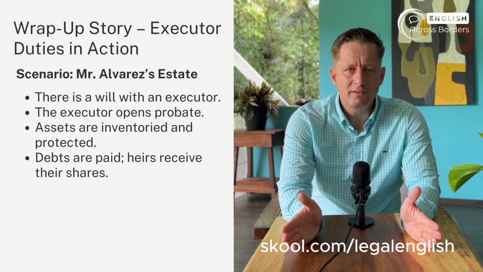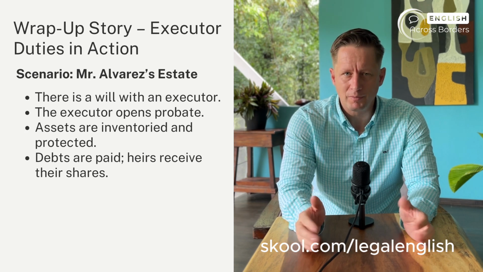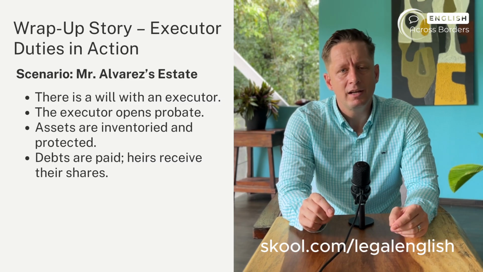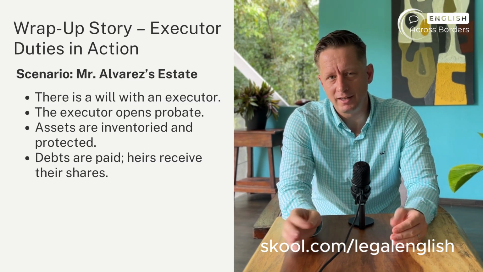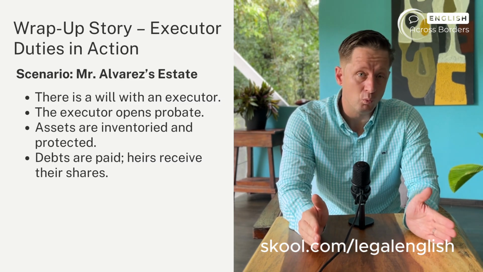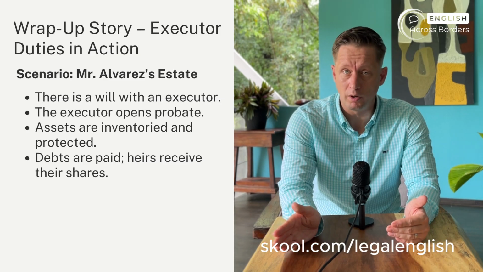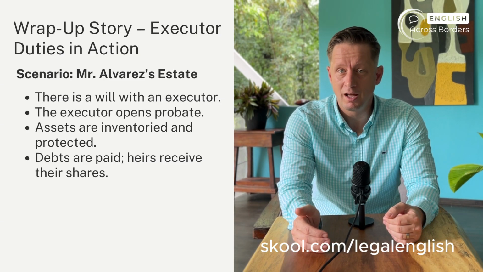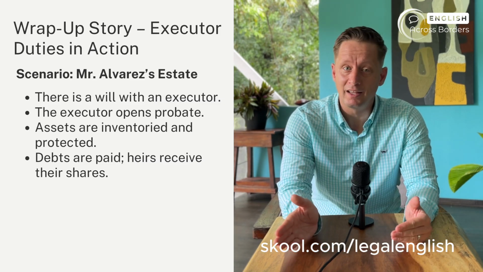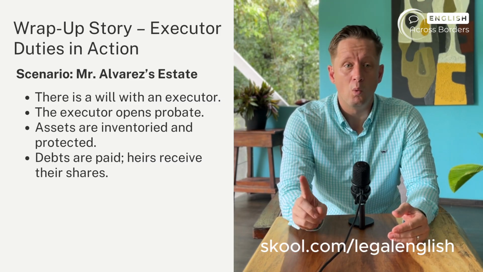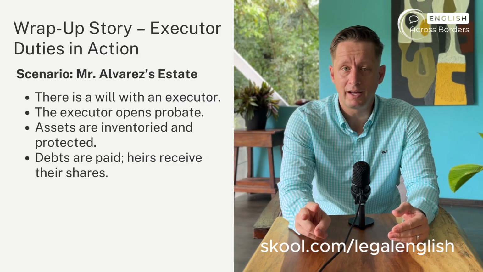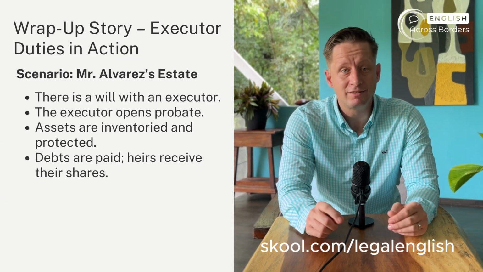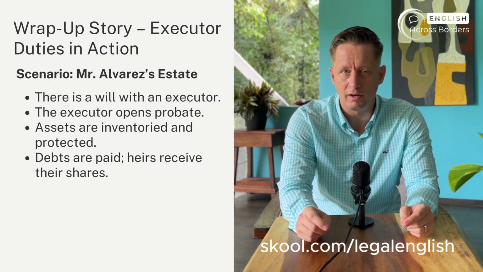Let's put everything together with a final story. Mr. Alvarez, a retired businessman, passes away. His will names his daughter Elena as the executor. There is a will. Elena brings it to court. She files the probate so the process can begin. There is an estate. Elena lists the assets: one family home, 2 bank accounts, and a small business. She prepares the inventory and secures everything so nothing is lost.